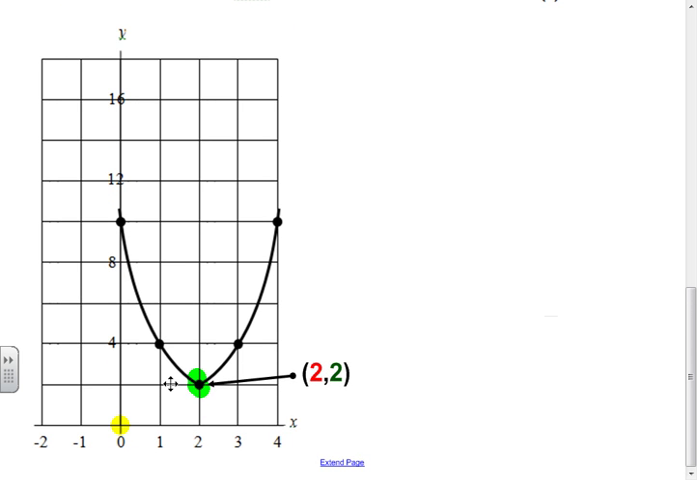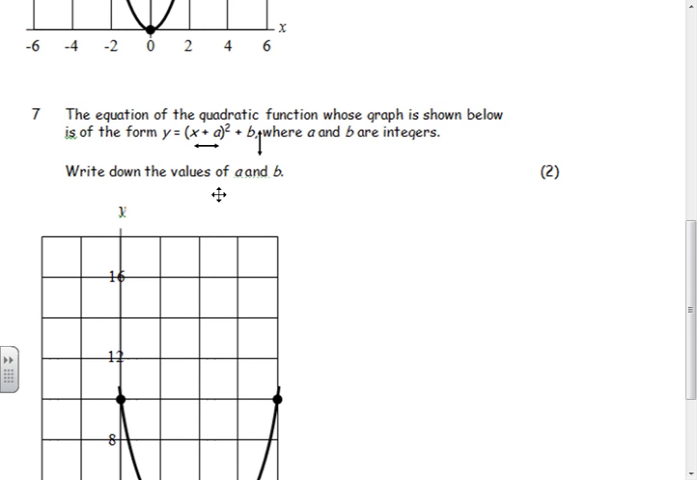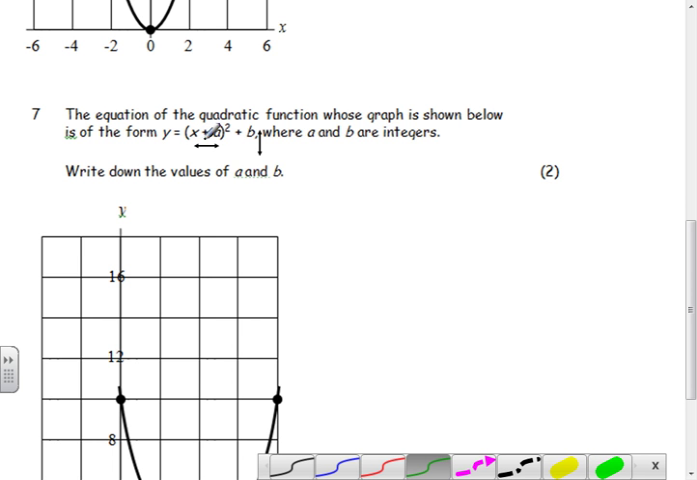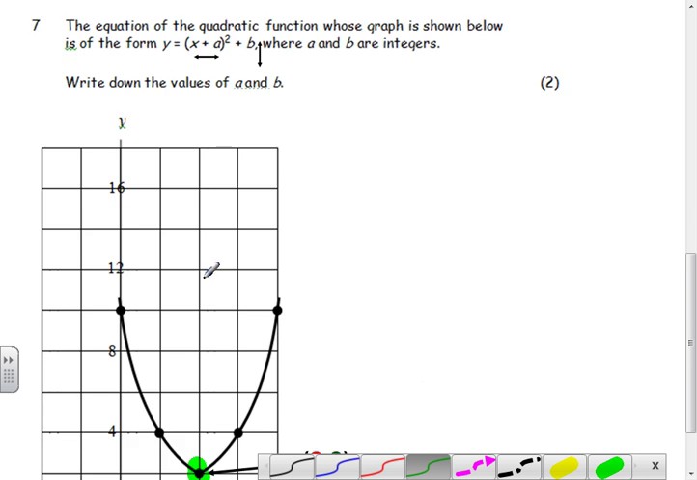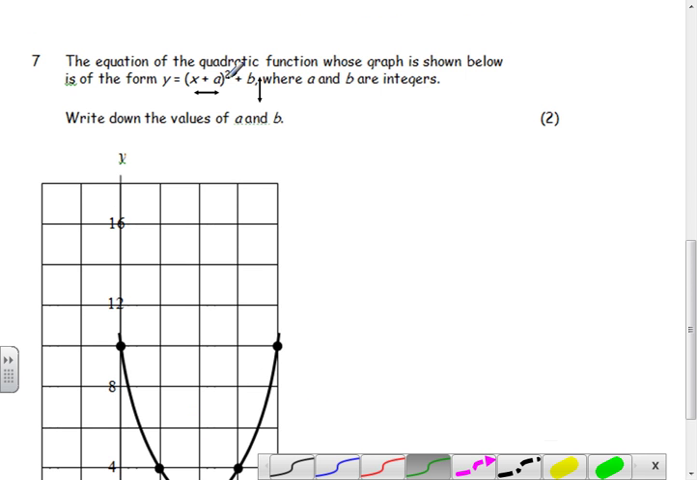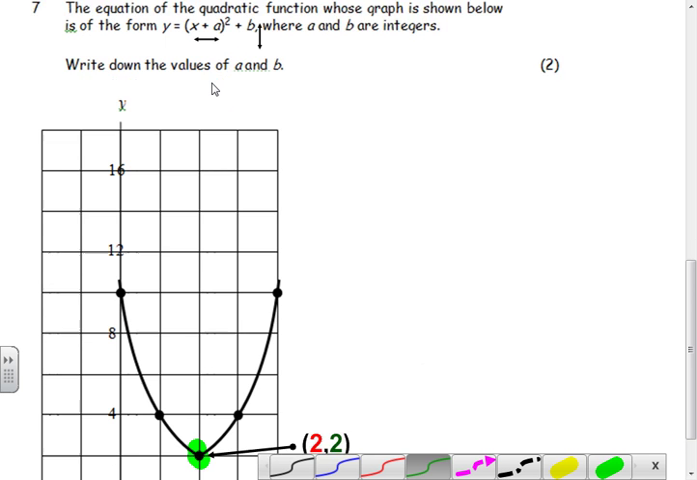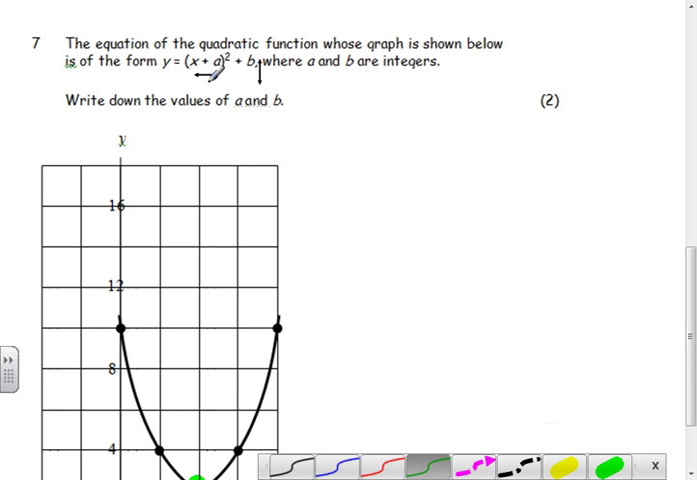Because the graph has been shifted forwards to 2, the x value here is 2. But I'm not looking for the x value, I'm looking for the a value. Because the x value is 2, the a value needs to make this bracket 0, because the minimum turning point happens at the lowest point, and the lowest point of a squared bracket is 0. You can't get a negative number squared to get lower than 0, because when you square a negative number, it always becomes positive. So, to make the bracket equal to 0, the lowest point, a needs to be negative 2.